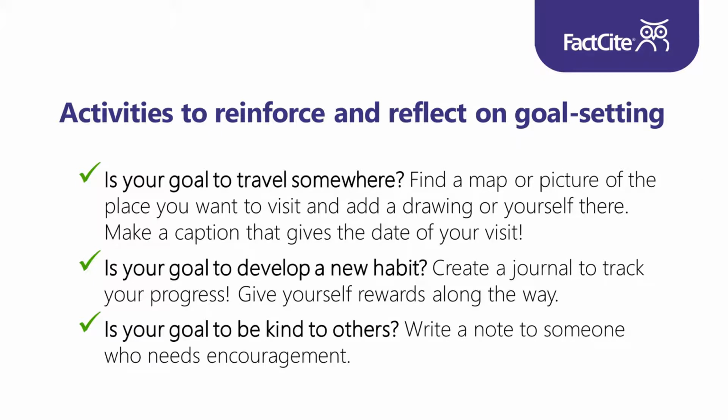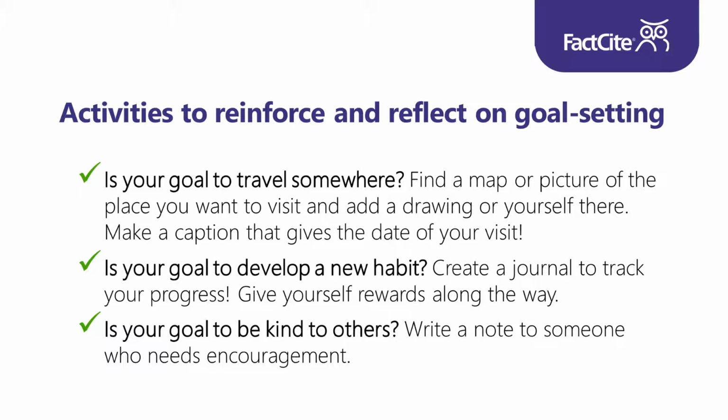And so students can create a journal and track progress toward that goal. And they can record their progress and give themselves little stickers or other types of rewards as they make progress toward that goal. Maybe students have a goal to be kinder to others. That could even be a class goal or a school goal. One thing students can do is to write a note to someone who might be in need of encouragement or cheering up.